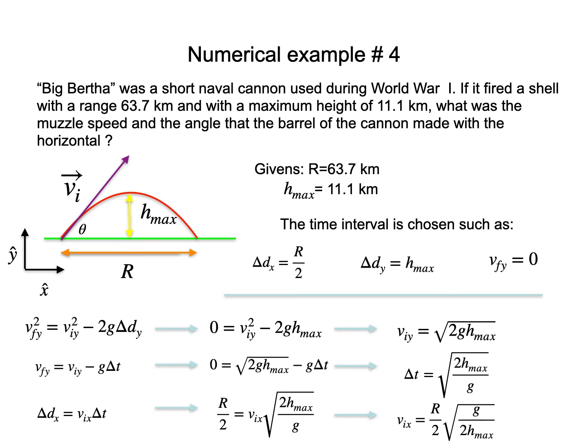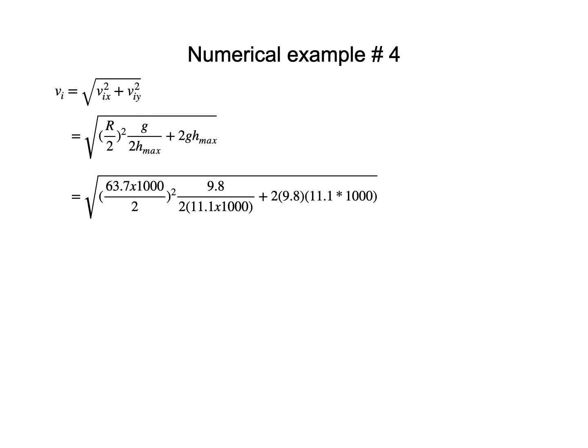in terms of magnitude and direction. The muzzle speed, which is the initial speed, is the square root of the sum of the squares of its components. Substituting the expressions for the components in terms of the givens gives this. Now we supply the numerical values for the givens, making sure that kilometers are converted to meters. And we use a calculator to get the numerical answer.